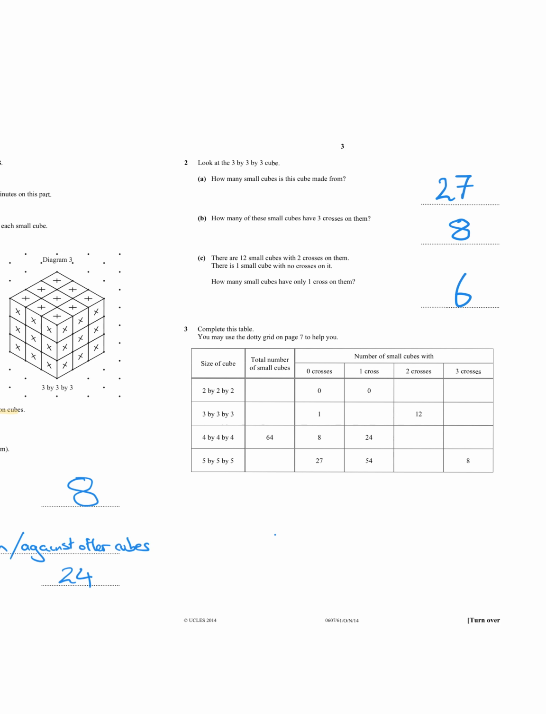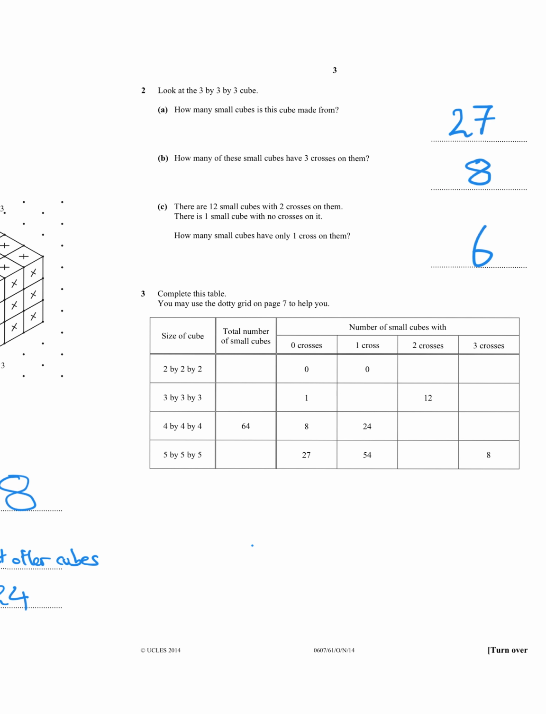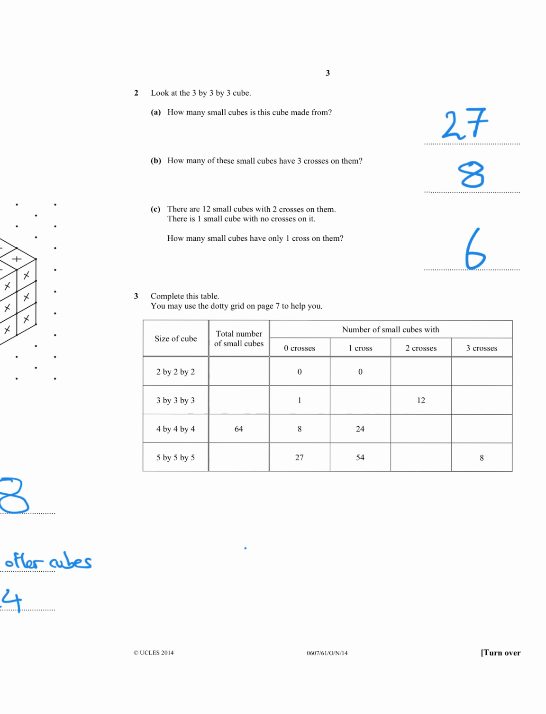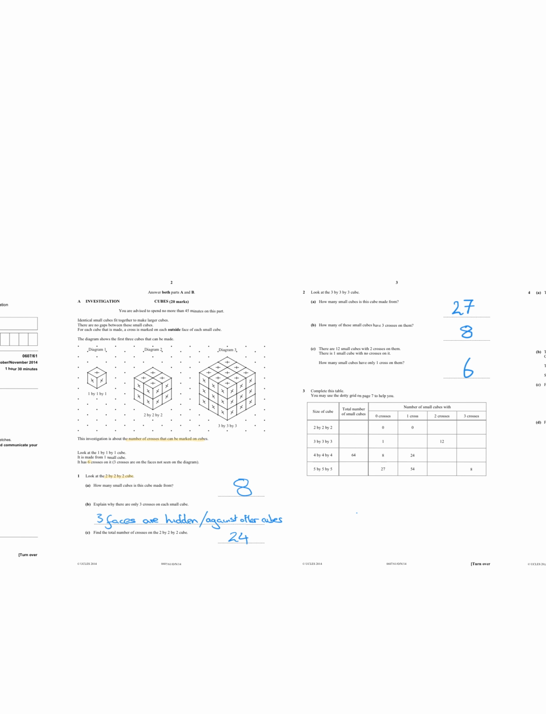Okay, complete this table. You may use the dotted grid on page 7 to help you. Oh, I think I might just do that. Hang on, what can we do first of all? We can start filling out some of this. If I look back at the previous page, what have I got? I've got total number of small cubes on the 2x2 grid. I've already worked that out, haven't I? That's 8. Just copy it across.